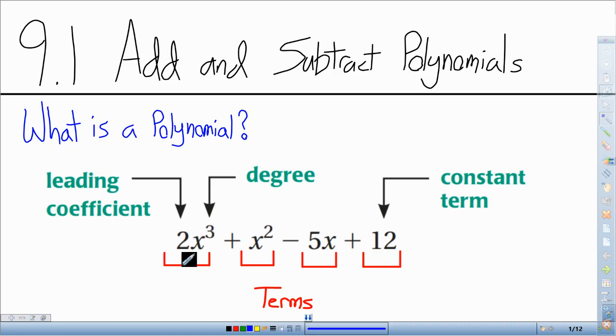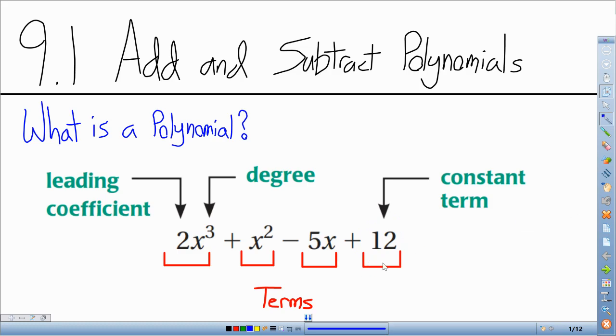Basically, the term with the greatest exponent needs to go first, and then the next biggest exponent, and then the next one, leading all the way down to this term, which is called the constant term. The constant is just a term that has no variable attached to it. Basically, it's a number. The constant on this one is 12.